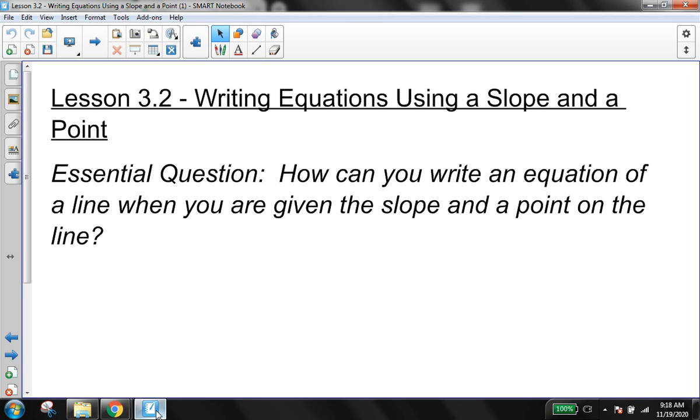Today you're going to be working on writing equations using a slope and a point. Up until today, you guys have been writing equations where you had a slope and a y-intercept given to you. Today you're still going to have the slope given to you, but you're not going to have the y-intercept necessarily. You're going to have a different point given to you, but you still need to be able to come up with the equation of the line.